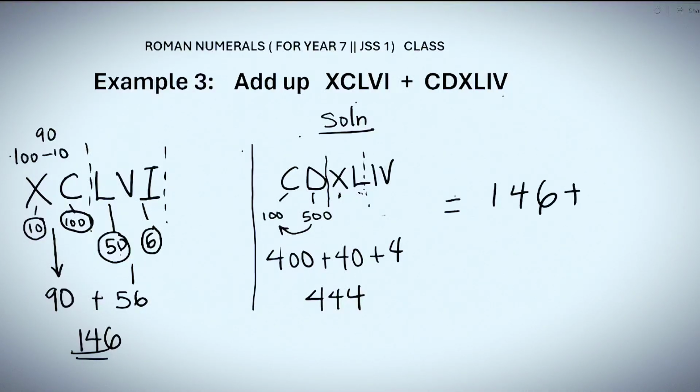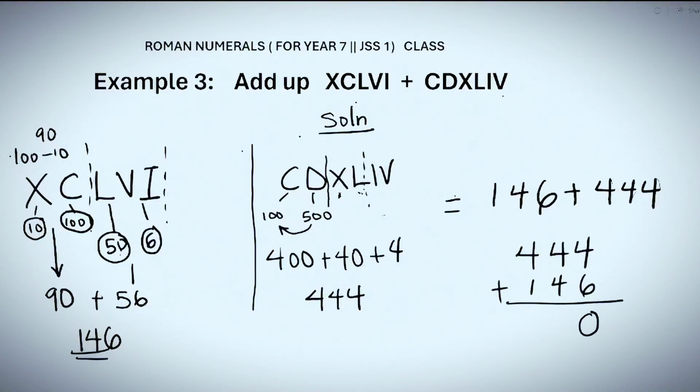So in everything we are doing, it means we are adding up 146 plus 444. So if we add them up, what do we have? 444 plus 146. What do we have? This is 0, carry 1 here, 1 plus 4 is 5, 5 plus 4 is 9, and then we have 4 plus 1, which is what? Which is 5. Final answer is 590.